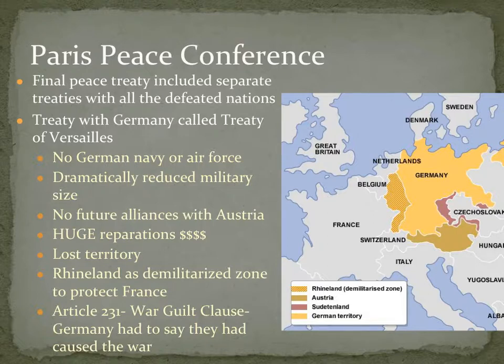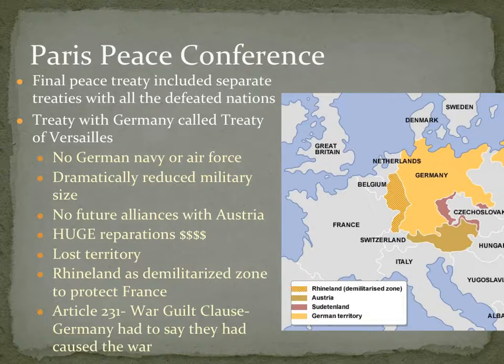They had to dramatically reduce the size of their military. They're not allowed to have any future alliances with Austria. They have to pay huge amounts of reparations, or money, to the other countries. They lost territory. The Rhineland was a demilitarized zone.